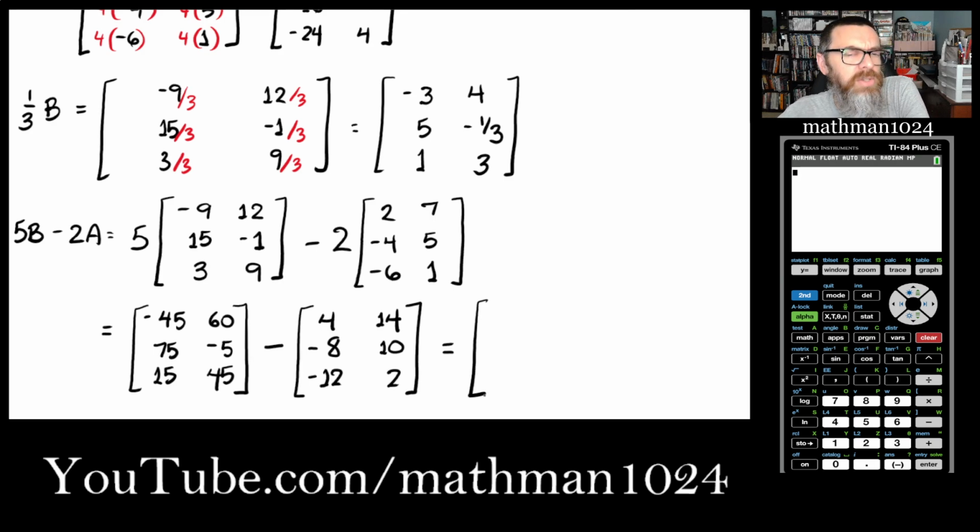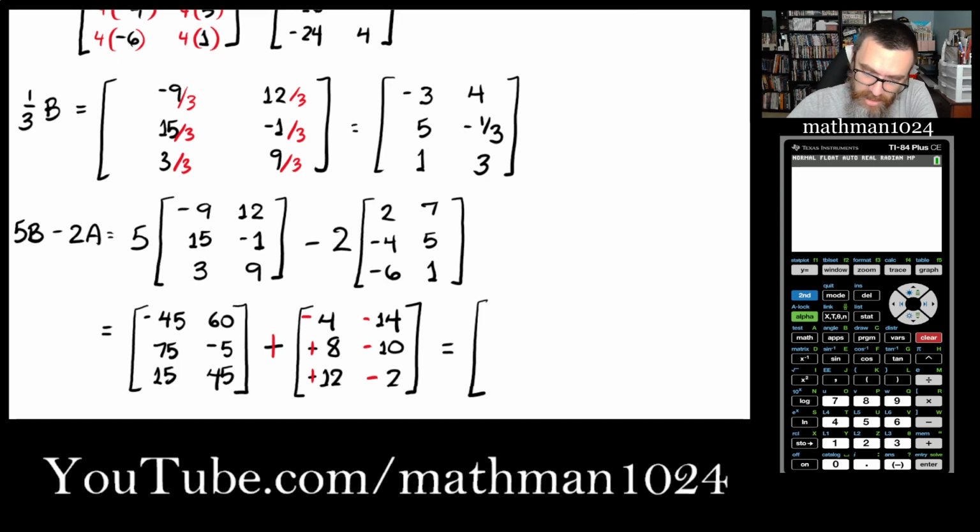Again, pay attention to your signs. Now, what you could do is go ahead and turn this minus into a plus and then change all of the signs in here. So make this a minus, that becomes a plus and a plus, minus, minus, minus. And then we can just add these guys, right?